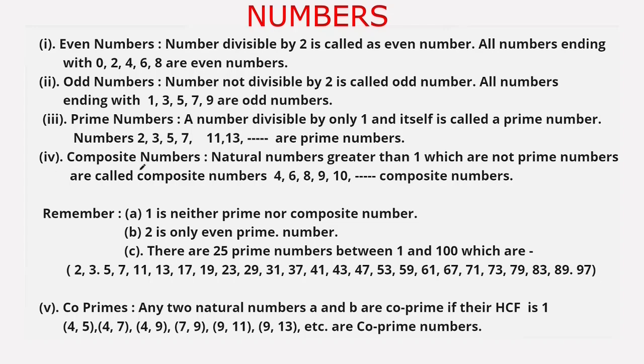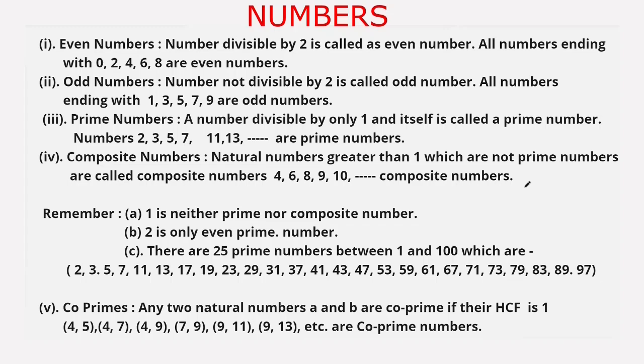Fourth, composite numbers. Natural numbers greater than 1 which are not prime numbers are called composite numbers. 4, 6, 8, 9, 10 and many other numbers are composite numbers. Further, we can say that the numbers which have factors other than 1 and itself are composite numbers.